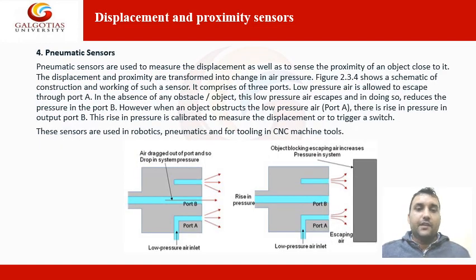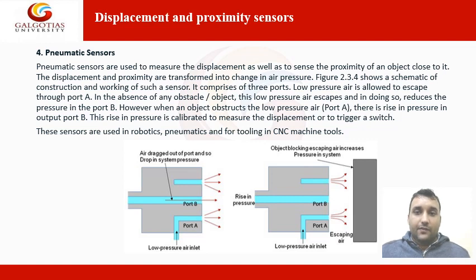Pneumatic sensors. These are sensors used to measure displacement as well as the proximity of an object close to it. The displacement and proximity are transformed into a change in air pressure. This diagram shows a schematic of the construction and working of such sensors.